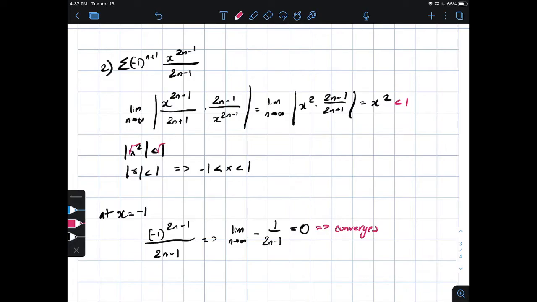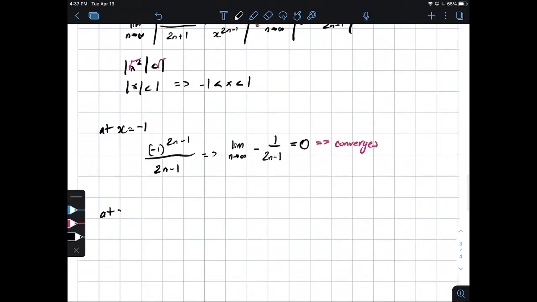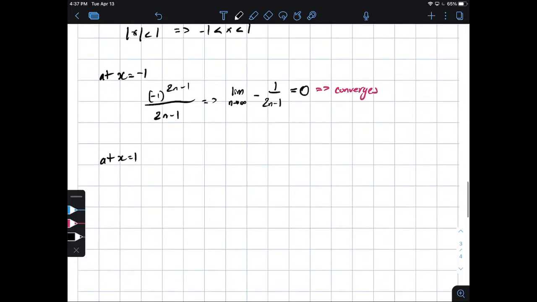What did I say? Yeah, okay, I did it right. I just got nervous, I guess. X equals 1. I'll do the same thing. Now, since it's 1, it's just going to be 1 over 2n minus 1. So we're going to take the limit of that, 1 over 2n minus 1. And again, that's going to be equal to 0. So it's going to converge.